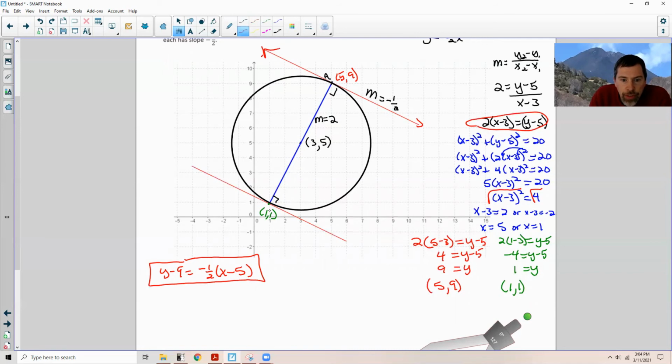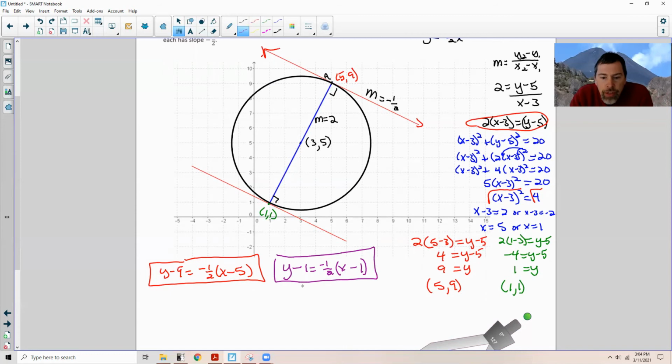And then we're going to do it again for this one down here. So this equation is going to be y minus y1, which is 1, equals our slope of negative 1/2 times x minus my x1, okay? And we can just leave it in point-slope form like so. So there are the 2 equations of the tangents that are tangent to this circle centered at (3, 5) with a radius of the square root of 20.